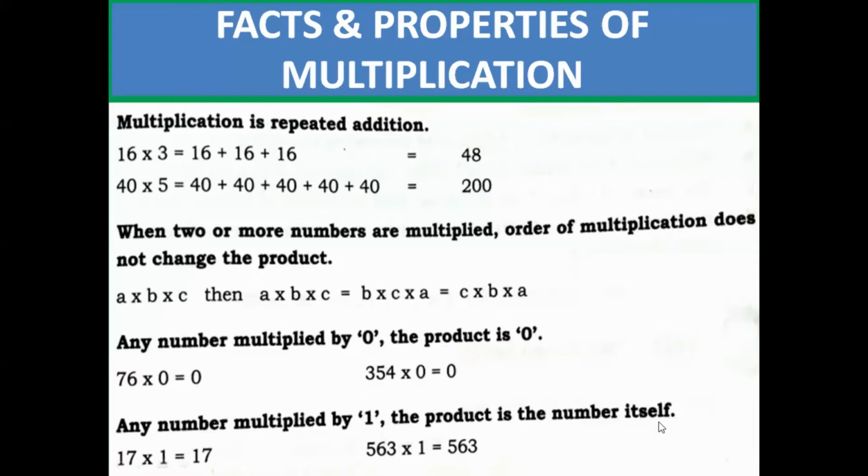Next, the fourth one. Any number multiplied by 1, the product is the number itself. Whatever number you are multiplying with 1, the product will be the same number. For example, 17 into 1 is equal to 17. The product is 17. 563 into 1 is equal to 563. For example, take 1 into 1, 1. 1 2 ja 2. 1 3 ja 3. Like that.